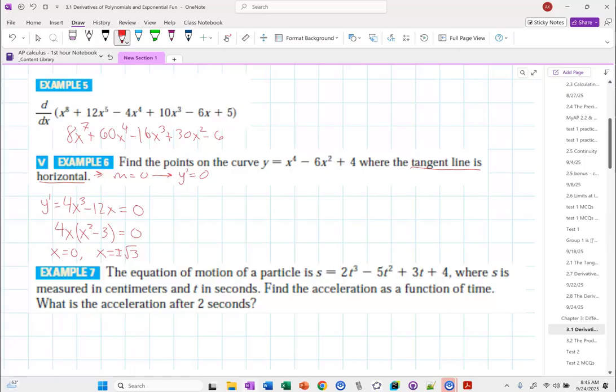Okay, it wants points though, so these are my x's. To find my y's, we have to go back to the original. So 1 point is (0, 4). Does that mean they want 4 points? It'll be 3, right? 0, and then 1 for root 3 and 1 for negative root 3.